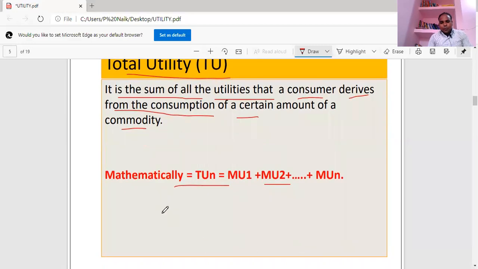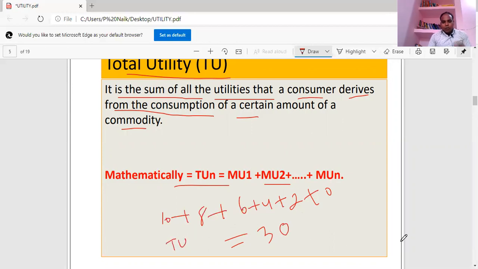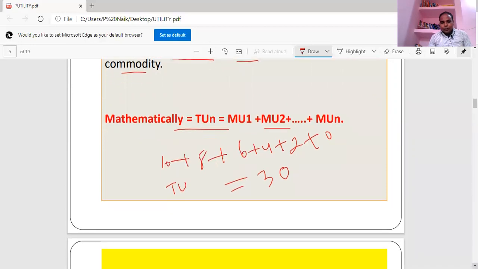10, 10 plus 8 plus 6 plus 4 plus 2 plus 0. So we get 10, 18, 24, 28, 30. Like this, we can add up the total utility. Okay, this is total utility.